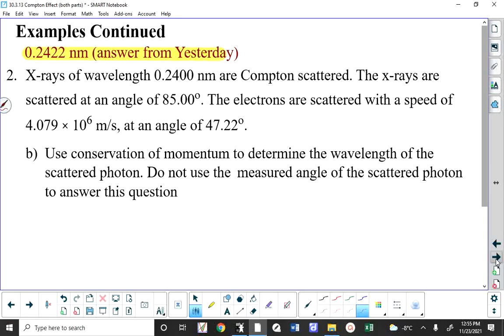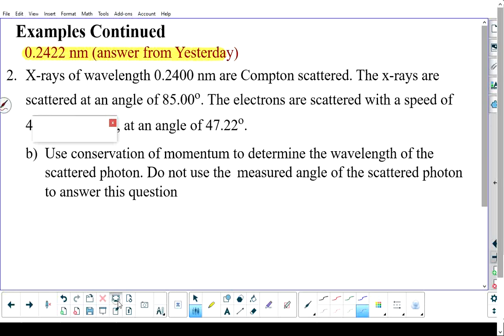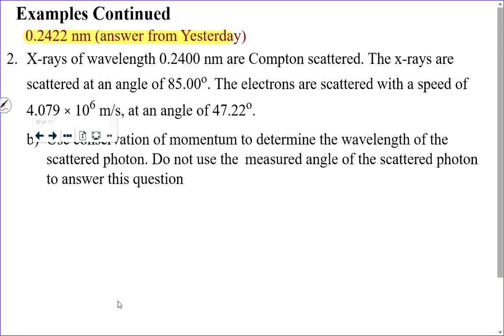So the examples continued. It's the same setup as the previous example that we finished yesterday's lesson off with, where you have photons of wavelength 0.24 nanometers. They are Compton scattered. What does that mean? It means they strike free electrons and they're scattered at a particular angle. The X-rays happen to be scattered at 85 degrees, and the electrons happen to be scattered with a particular speed at a particular angle.